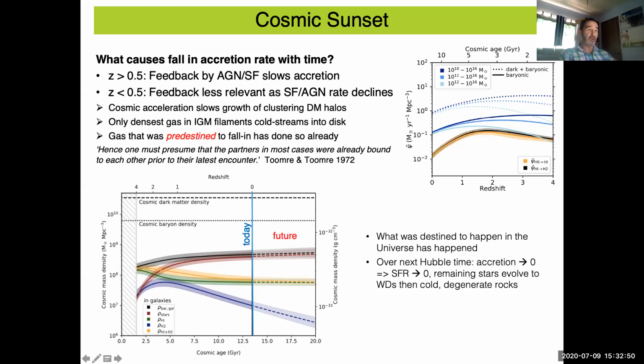Now we certainly know, and over here I show a plot of the buildup of dark matter halos with redshift, and these, due to the accelerated expansion of the universe, are declining with redshift, and that obviously the baryons are going to follow that, and the accretion rates go down. But let me speculate that perhaps only the densest gas in the intergalactic medium was able to cool and flow into the disks along these cold streams. Okay, that's just a speculation. So then you could say, well, perhaps only the densest gas that was predestined to fall in has already fallen in, and we've sort of done everything that we're going to do as a function of time.